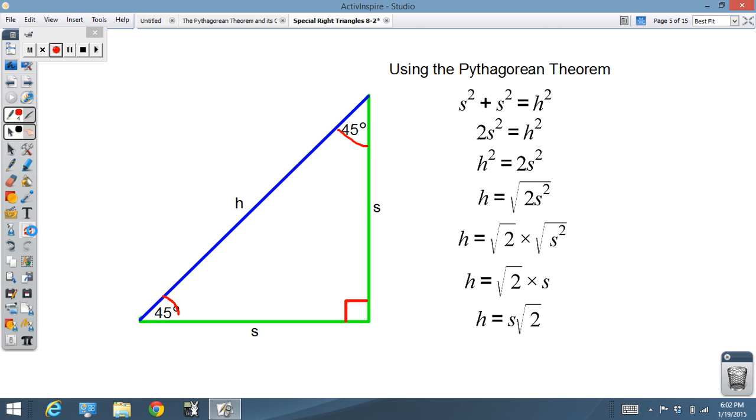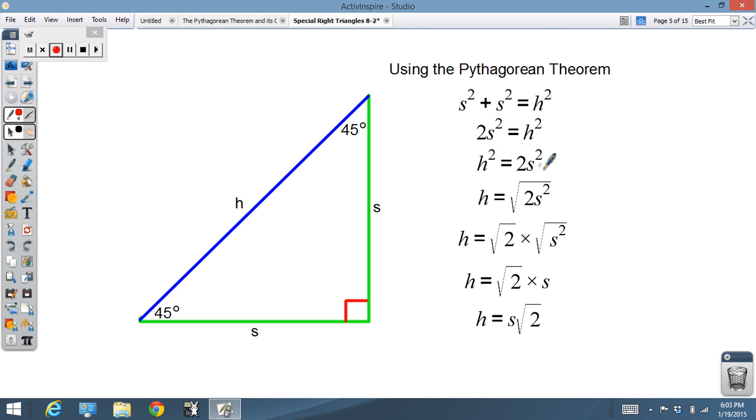Now, let's use the Pythagorean theorem and find out what this tells us. We can find the hypotenuse by taking the side length squared. A squared plus B squared equals C squared, only I'm using different letters. S squared from here, S squared from here equals H squared. Following the math, S squared plus S squared is 2S squared. I just flipped them around here so we can see it a little easier. That's the only difference between steps 2 and 3.